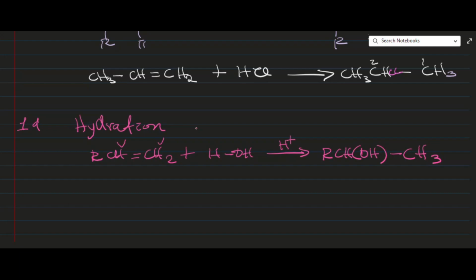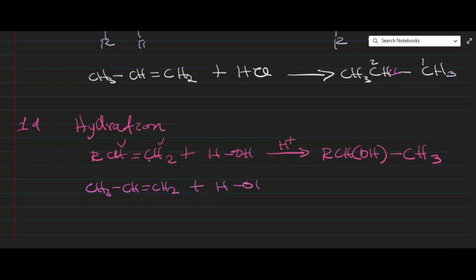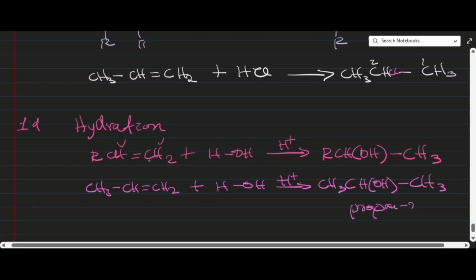See how it goes. So let's give an example of this. I will still use propene, CH3CH double bond CH2, reacting with water, HOH, that is our water, in the presence of acid catalyst. So we are going to have CH3 untouched, CH now OH, and then CH3. So this is going to be what? Is this propan-1-ol or propan-2-ol? Of course, the OH is on carbon number 2. So this is propan-2-ol.